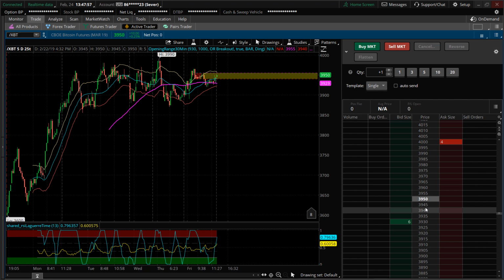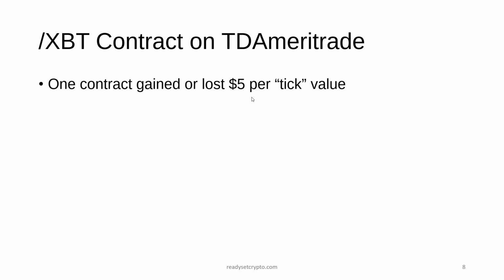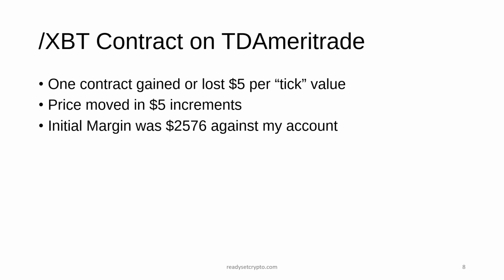All right, let's go back to the slides and let's summarize the XBT futures contract from the CBOE. Okay, what did we learn about that contract? Well, first of all, one contract gained or lost $5 per tick value. Those were $5 increments. Those were the minimum tick size on the XBT contract. My initial margin against my account, if I wanted to either establish a short or a long position, was going to be per contract $25.76 based on today's price of Bitcoin versus the US dollar.